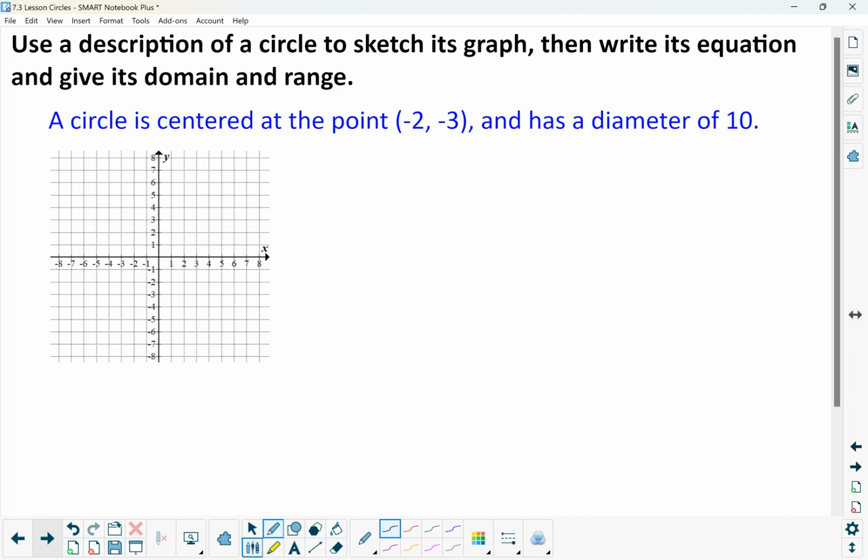Okay, I think this is our last problem. Use a description of the circle to sketch its graph and then write its equation and give the domain and range. So we have a circle that is centered at the point -2, -3, and it has a diameter of 10, which means that the radius is 5. So 5, 1, 2, 3, 4, 5. We're going to go up 5. We're going to go back 5, and we're going to go down 5. So here's our circle.